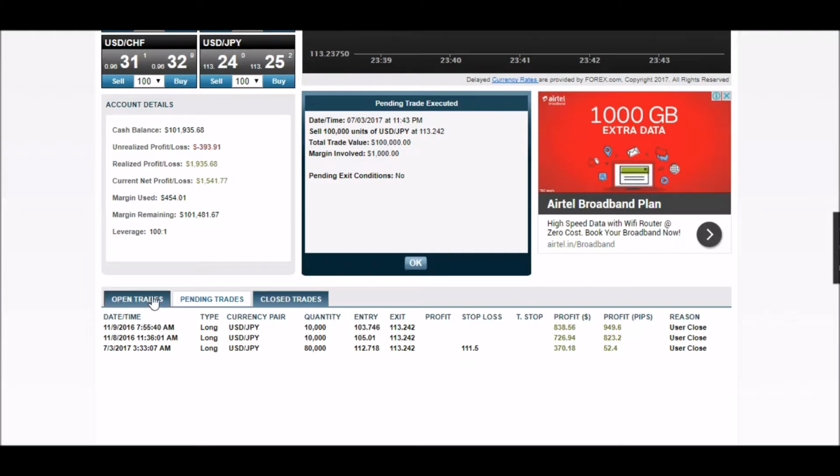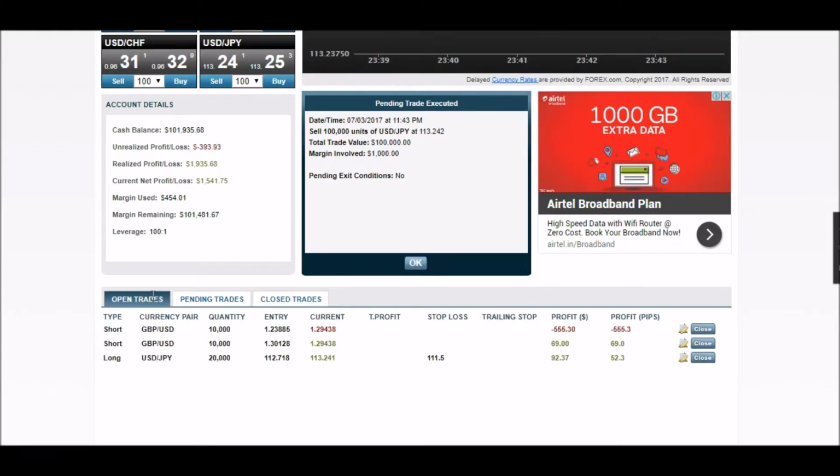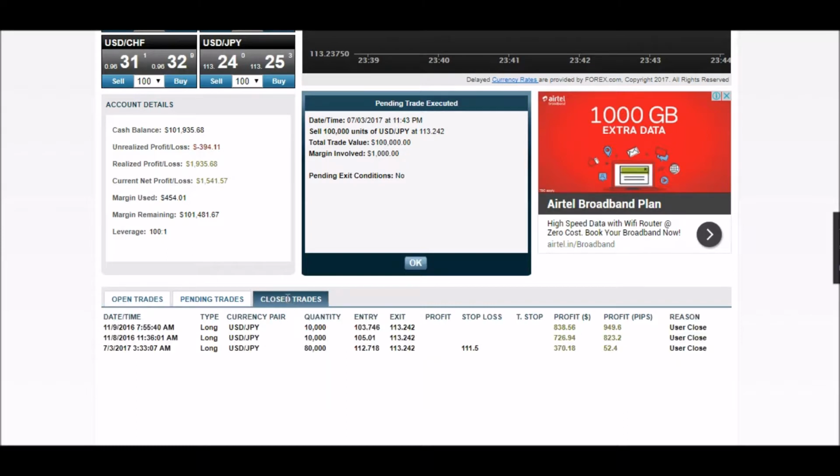I had entered at 103.74 and 105.01. And 80,000 of the current trade, the most recent trade. So we've realized a profit of roughly $2,000. And the current net profit loss is 2000 minus 400, roughly 1600.